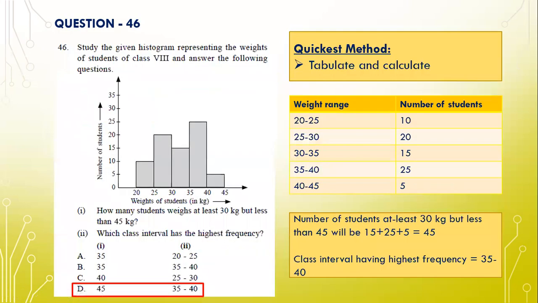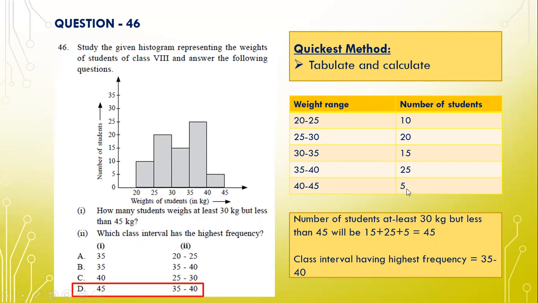Okay, next one. Study the given histogram representing the weights of students of class 8 and answer the following questions. Now, in such questions, the normal rule is you tabulate, isn't it? Between 20 to 25 kg, how many students? 10 students. Between 25 to 30, 20. Between 30 to 35, 15. Between 35 to 40, 25.